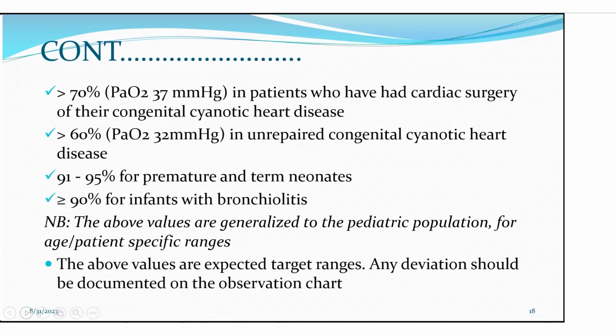More than 70% partial pressure of 7 millimeters of mercury in patients who have had cardiac surgery of the congenital cyanotic heart disease, they need oxygen. More than 60% is unimpaired congenital cyanotic heart disease. Between 91 and 95 for premature or term neonates. More than or equal to 90% for infants with bronchiolitis.